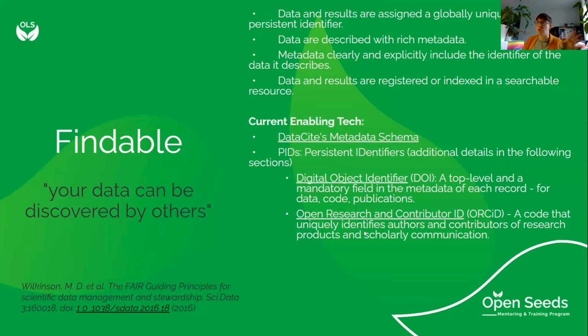Some current enabling tech, and these are just very high level, I'm sure there are others: you can use digital object identifiers, which is now a top-level mandatory field in the metadata of each record for data, code, and publications. When we are talking about people, authors, and contributors, you can encourage people to have their own ORCID, which stands for Open Researcher and Contributor ID, so you can acknowledge the contributions of each person to the research or the data.